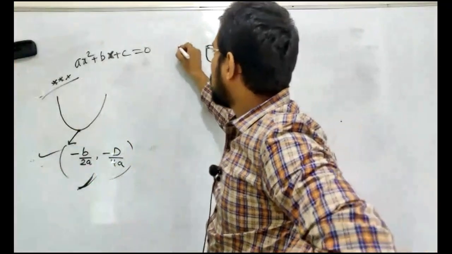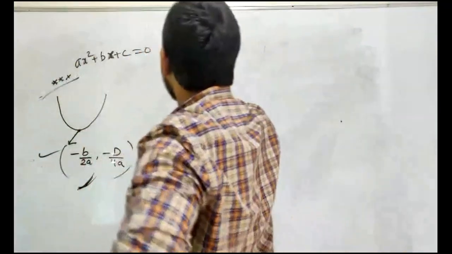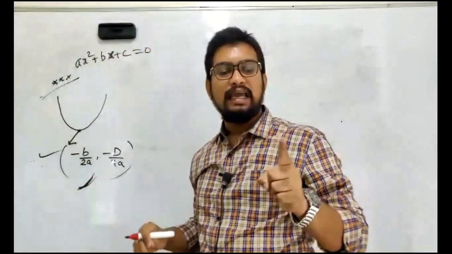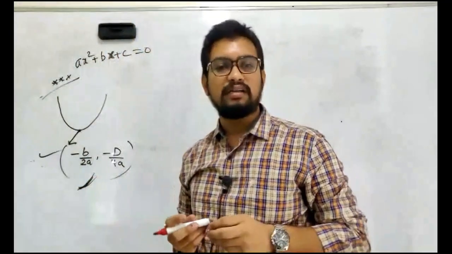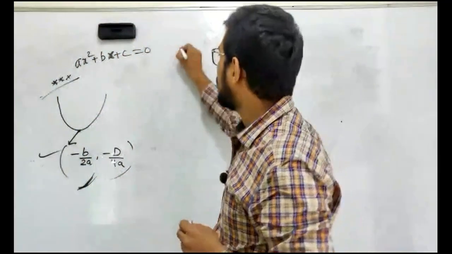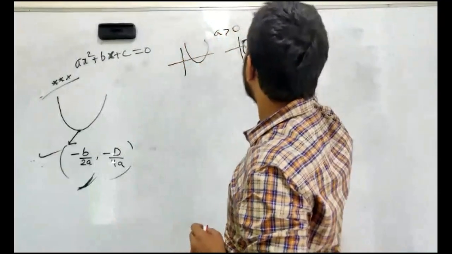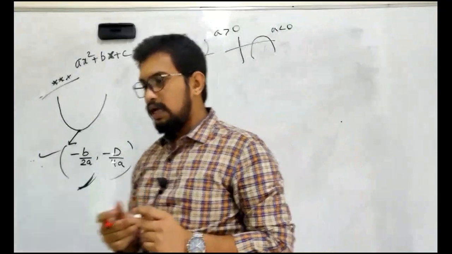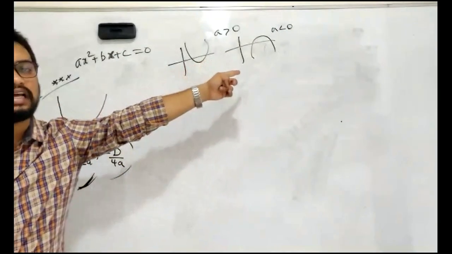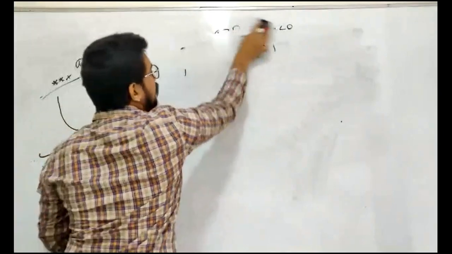Let's say first I'll talk about a greater than 0. a less than 0 will also be of the same kind. The analysis for a less than 0 also works the same way. The only difference is that for a greater than 0 you'll get a graph like this, and for a less than 0 you'll get a graph like this. Let's try to analyze the same thing from the graph.